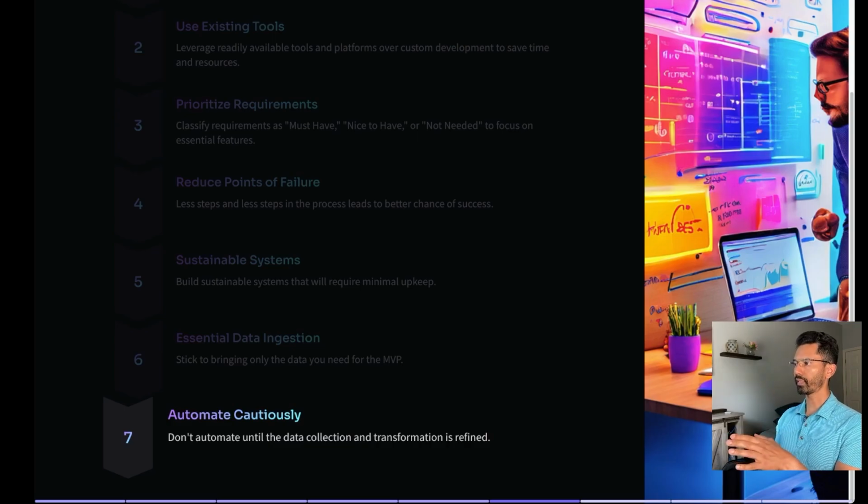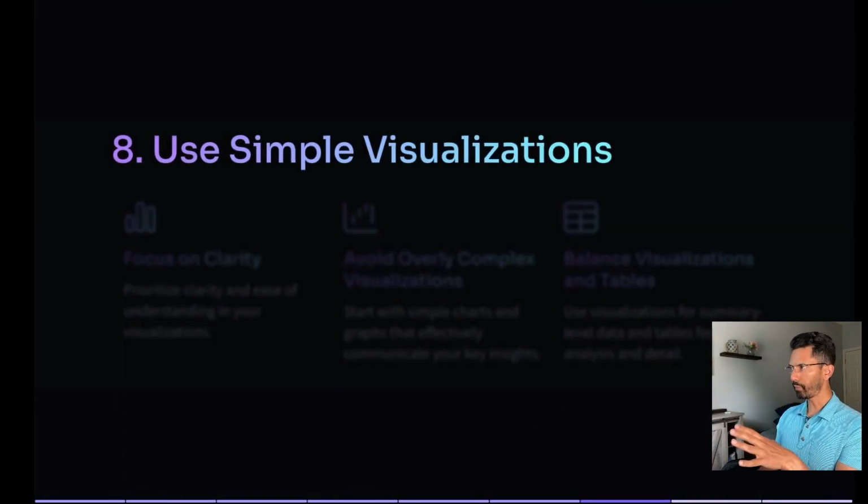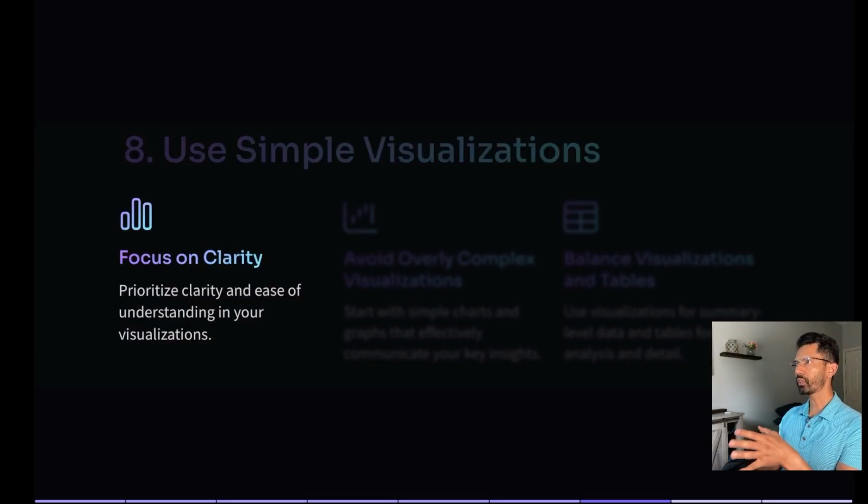And this also applies to once you do set up your MVP, then whenever your automations are running, just make sure there's some sort of a human involved who understands the data and understands the calculations to validate that kind of MVP, make sure that everything is automated properly, everything is working properly. Tip number 8 is use simple visualizations in the beginning and just focus on clarity.